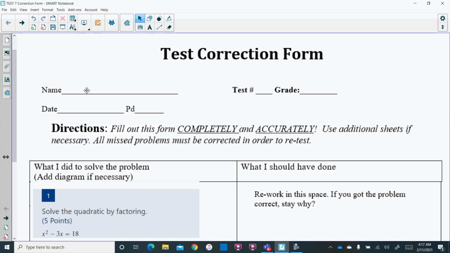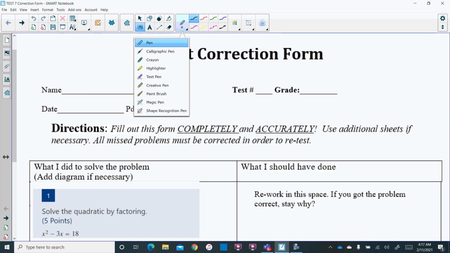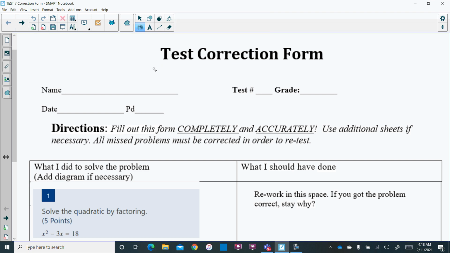When you do this on your own sheet of paper, all 4 boxes need to be completed. So you have to fill out the form completely and accurately. You can use additional sheets or use your own paper.